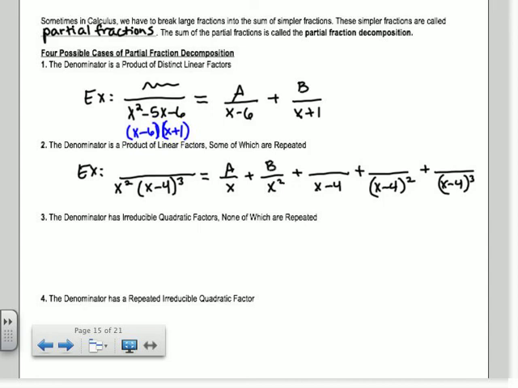Did you guys do this in pre-calc? I feel like Mr. Napier teaches this. I watched him teach it this year.